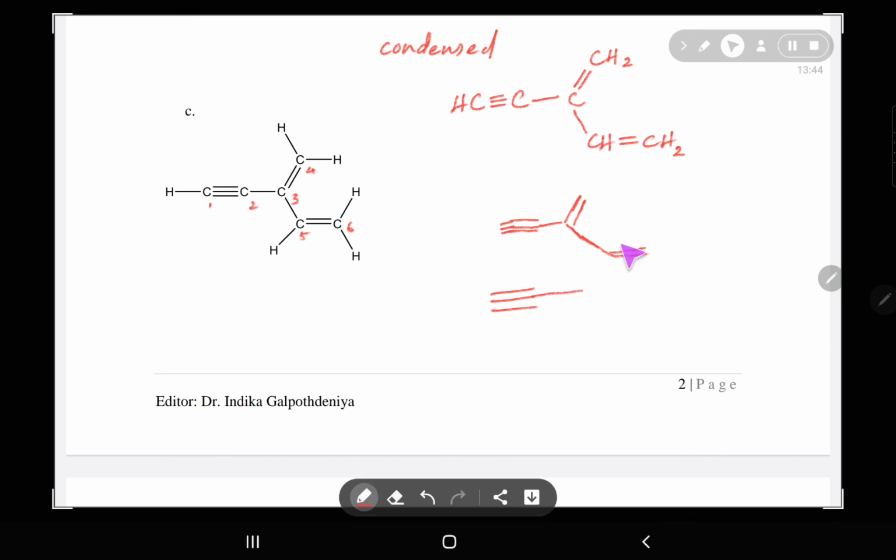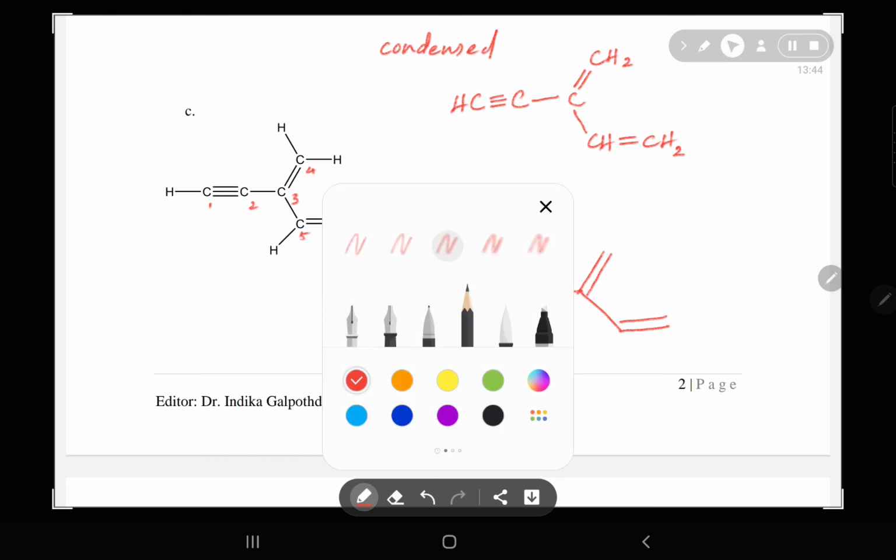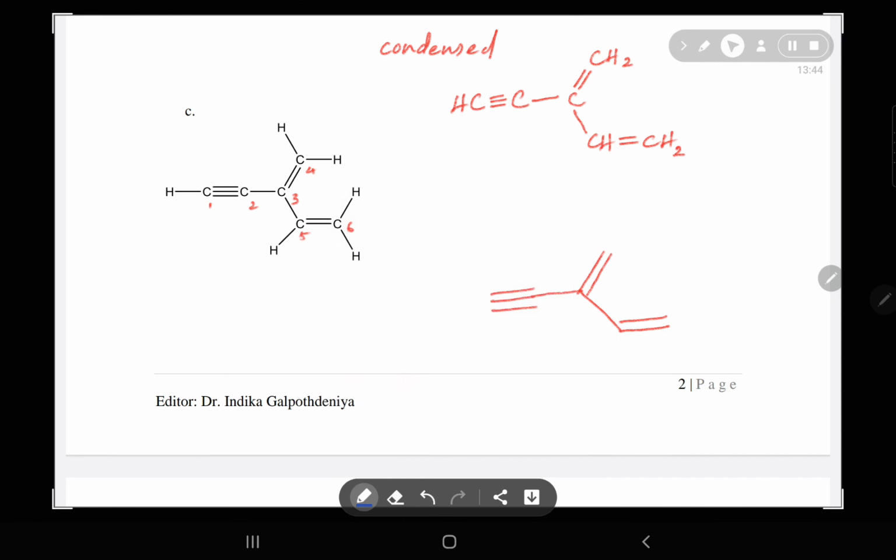And then you have a double bond. And then you have a single bond to the bottom, and then another double bond. Okay, let me draw the labels. So you don't need this. This blue ink is imaginary.